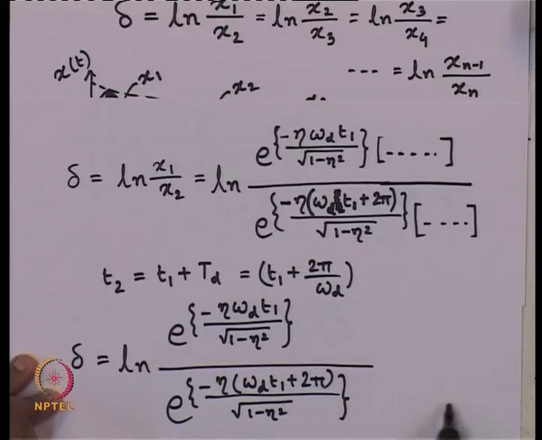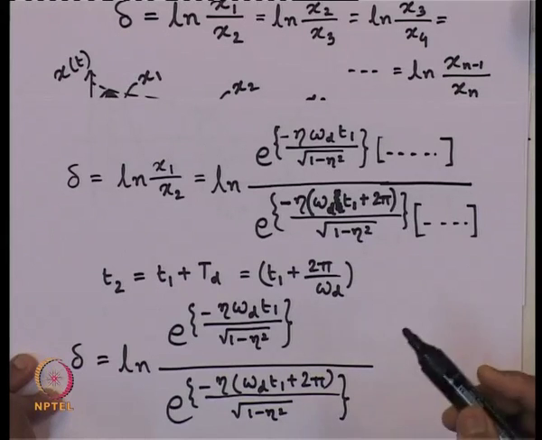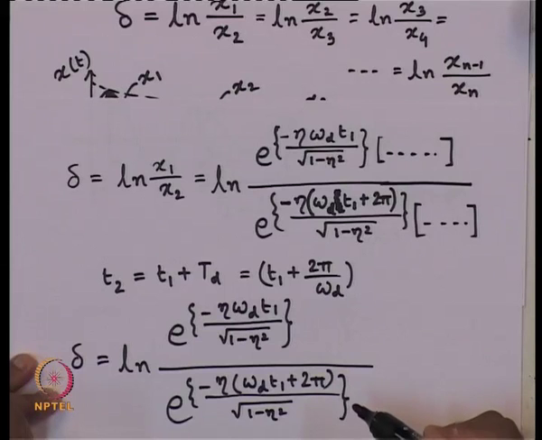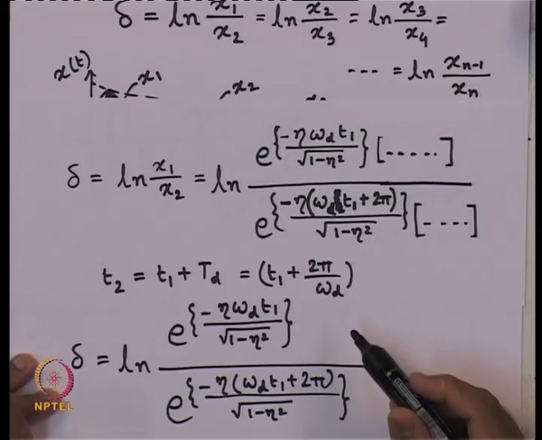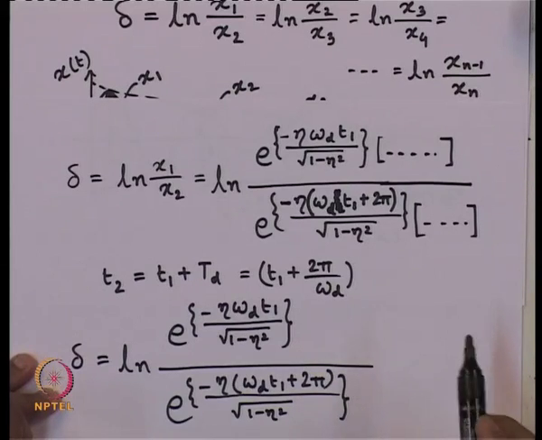Why have I not written this harmonic part? Because the harmonic part repeats after a cycle, so it gets nullified in both numerator and denominator; they cancel each other. So, this will be our final expression.